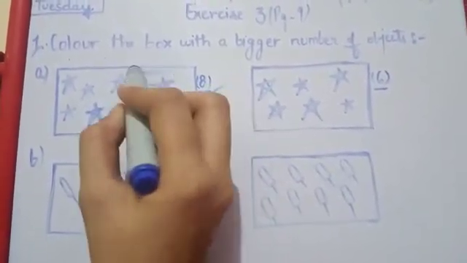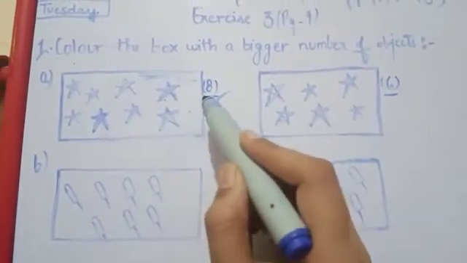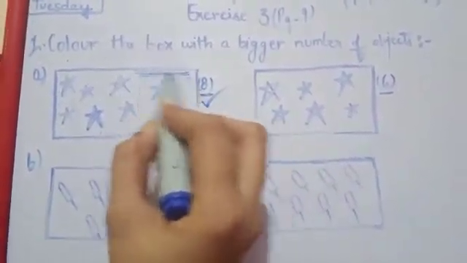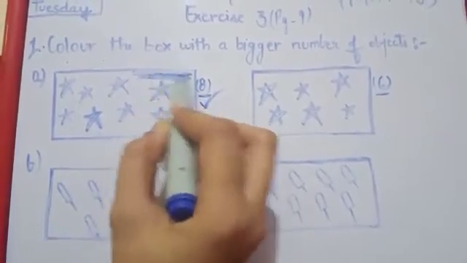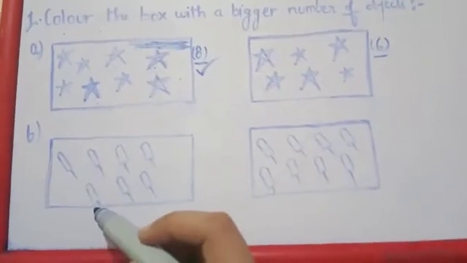So we will color this box. You all are having colors with you. Color this box in your book. So you can color this box in your book. Okay. Now come on part B.